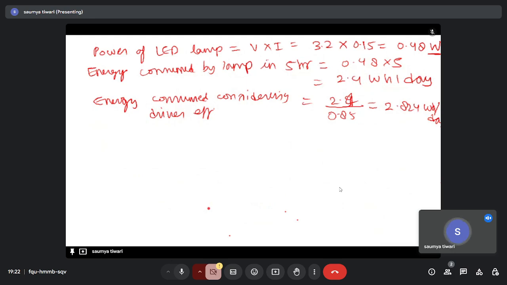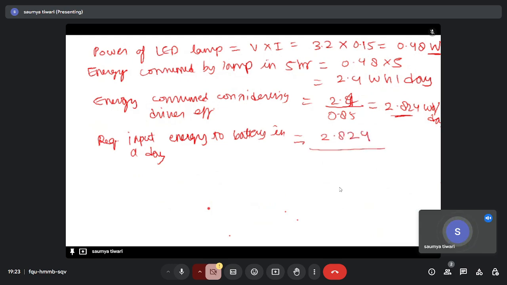So the required input energy to the battery for a particular day we can also calculate, right? If you are trying to calculate the required input energy to the battery in a particular day, it will be your output energy from the battery. So your output energy from the battery is what is going into your LED lamp, which will be equal to the value that we have just calculated. So it will be 2.824.